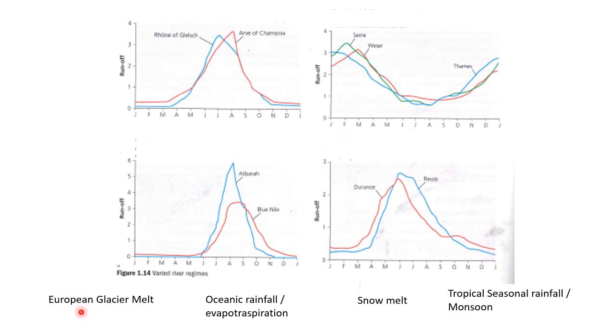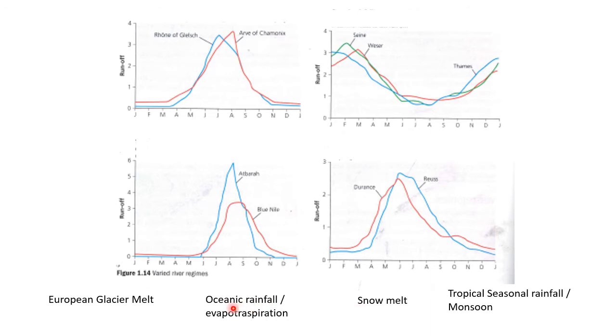You've got European glacier melts. So which ones of these do you think are rivers that are fed by glaciers that are melting? You've got ones that are fed by snow melt. And actually, to be fair, these two are going to be very similar. So if you get these wrong, I'm not going to be upset with you. I think they're almost effectively the same.